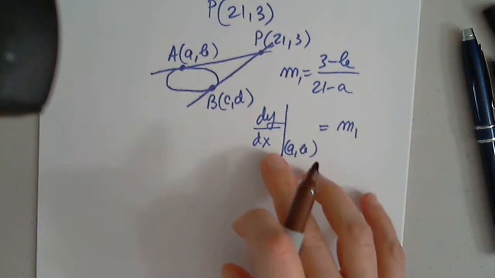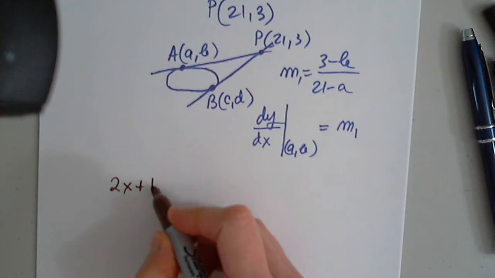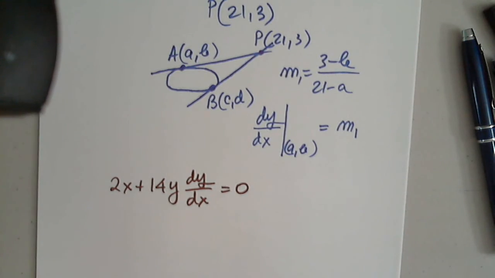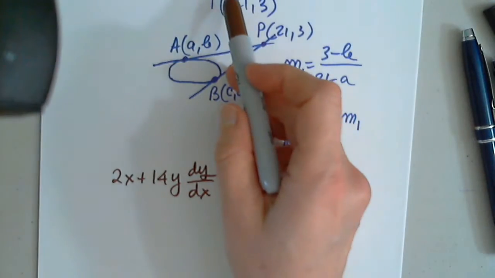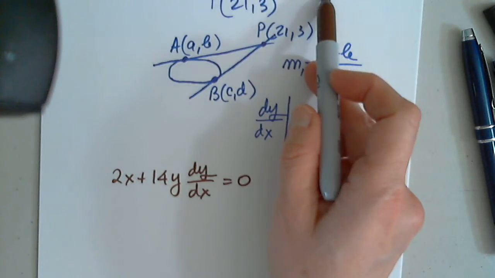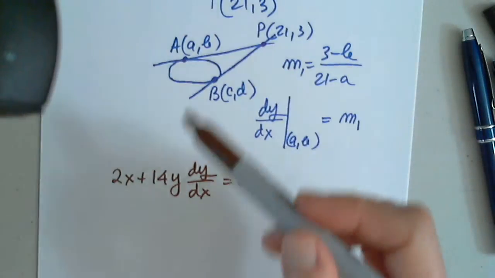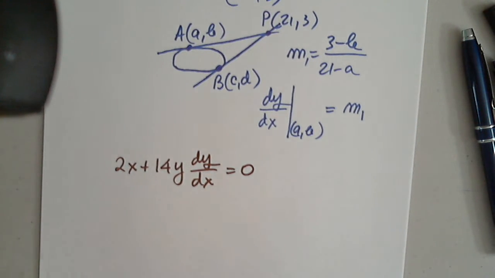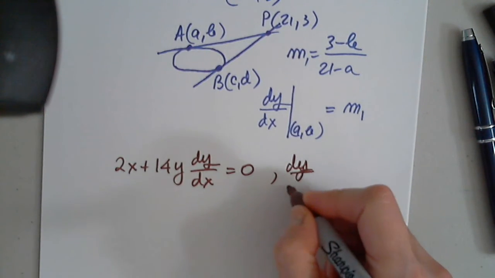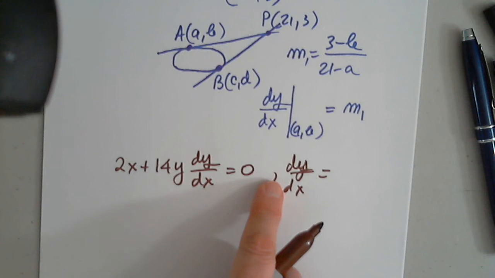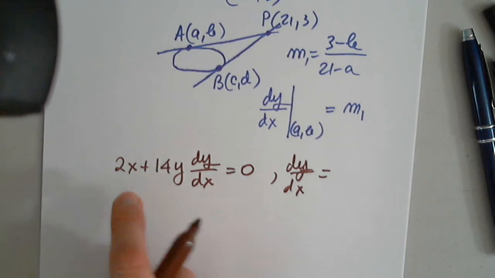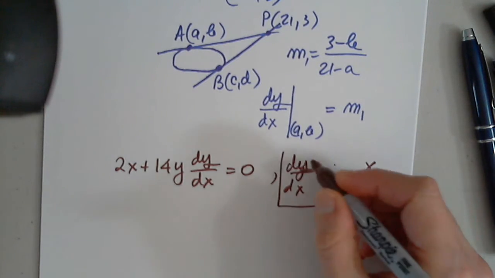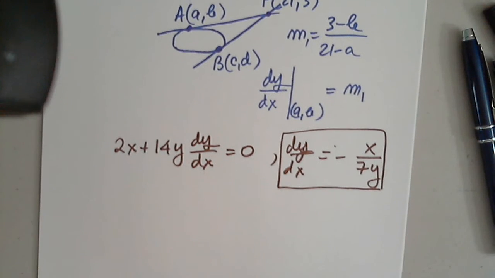Yes. Okay, so let's find dy over dx. I have 2x plus 14y dy over dx equals 0. Is this okay? Keeping in mind that the equation is x squared plus 7y squared equals 63. So 2x plus 14y dy over dx equals 0. Is that okay with everyone? Yes. Good. So then for dy over dx, I have to move 2x to the other side and simplify by 2. So it will be negative x divided by 7y. Is this okay? Yes. Okay.